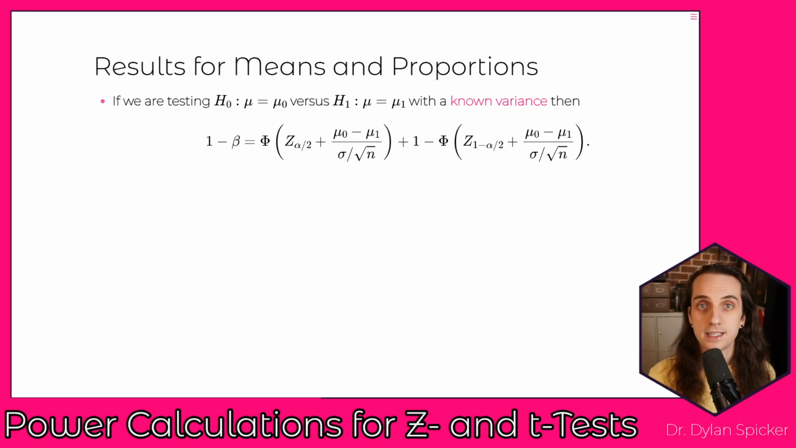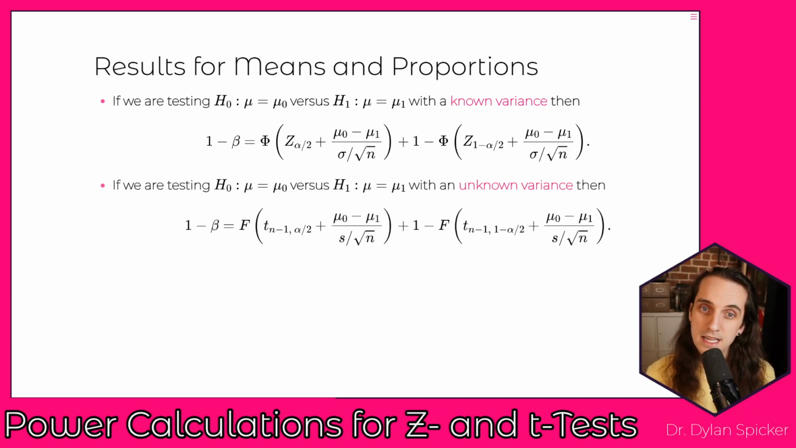And so if we're testing our mean and we know what the variance is, right? So we're using a known variance, we test H0: mu equals mu0, versus the alternative of mu equal to mu1, then the power is going to be given by this exact expression here. So we take Phi of our lower critical value plus the difference over the standard error, and then 1 minus Phi of our upper critical value plus the difference over the standard error. Right? And so it's the same format from the last slide, except here we know that we're specifically testing about means.